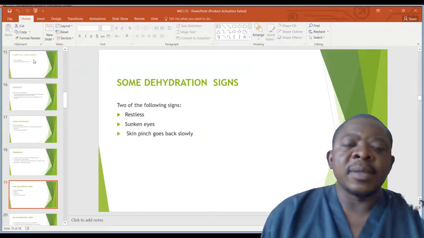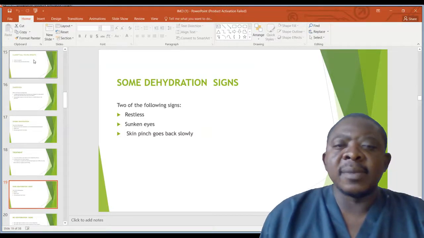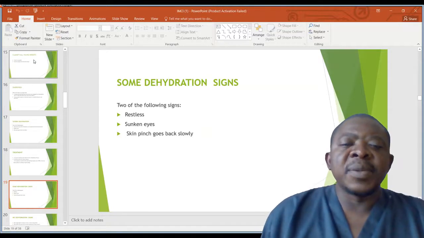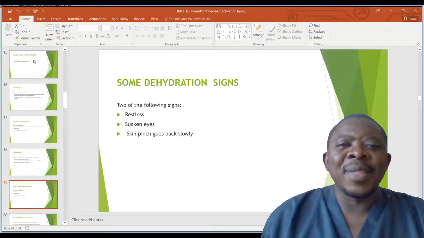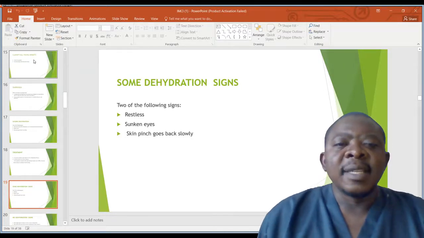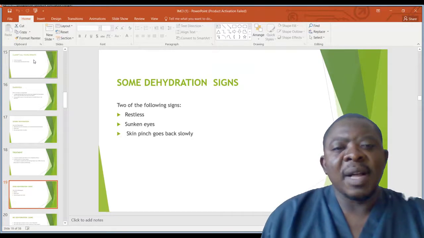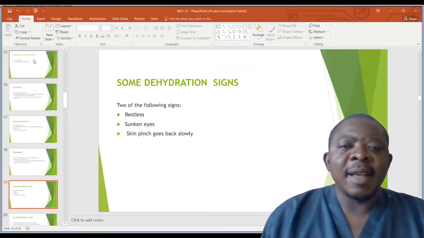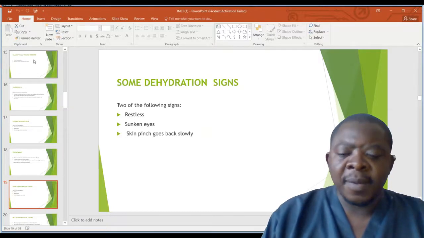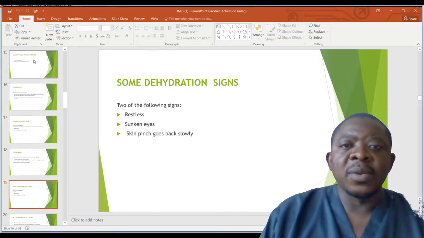For sunken eyes, it's also important to ask the mother if, in their anatomical structure or appearance, there are some people that have eyes that are sunken. Some may have naturally sunken eyes. So you need to rule out that one to ensure that it's not because of dehydration.